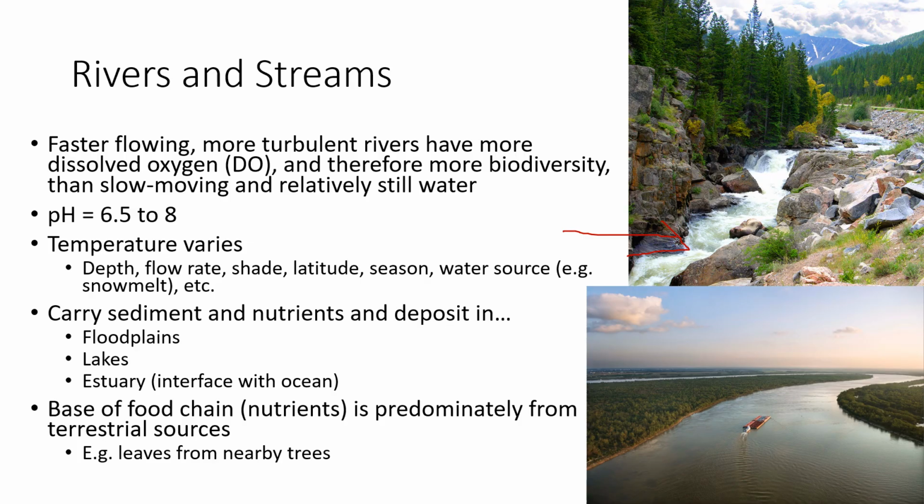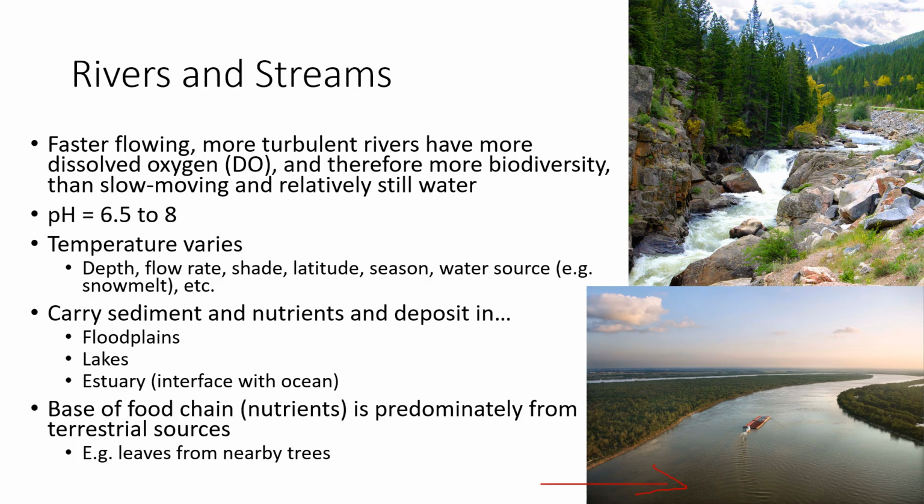Don't confuse turbulent with turbid or turbidity. Turbulent means that it's flowing very quickly. There's a lot of turbulent flow, so it means that it's flowing very fast, among other things like eddies and all that flow. Don't worry about it. But those rivers tend to have higher dissolved oxygen than very slow moving rivers like we see with the Mississippi down here below.